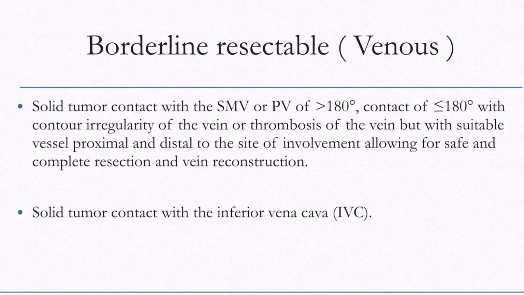Solid tumor contact with the SMV or PV of more than 180 degrees, or contact of less than 180 degrees with contour irregularity of the vein or thrombosis of the vein, but with suitable vessel proximal and distal to the site of involvement allowing for safe and complete resection and vein reconstruction. Solid tumor contact with the inferior vena cava.